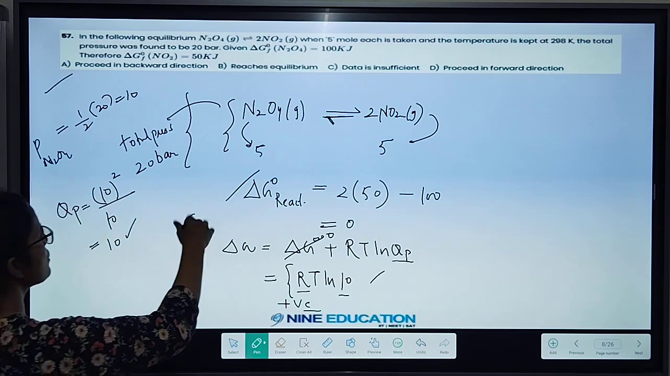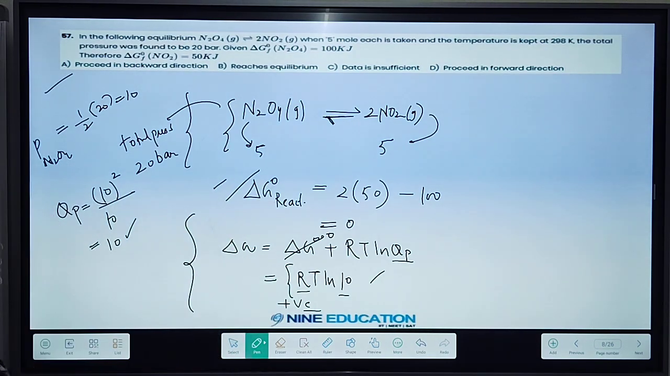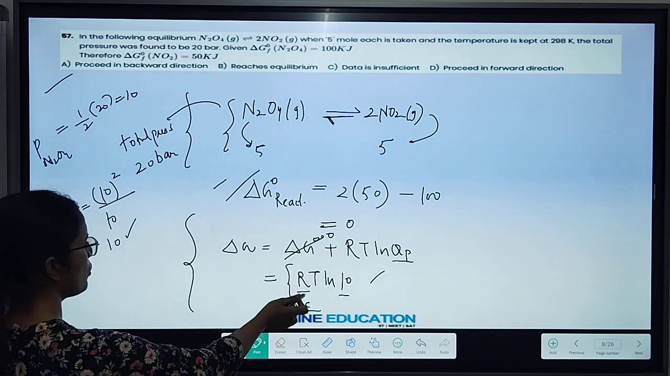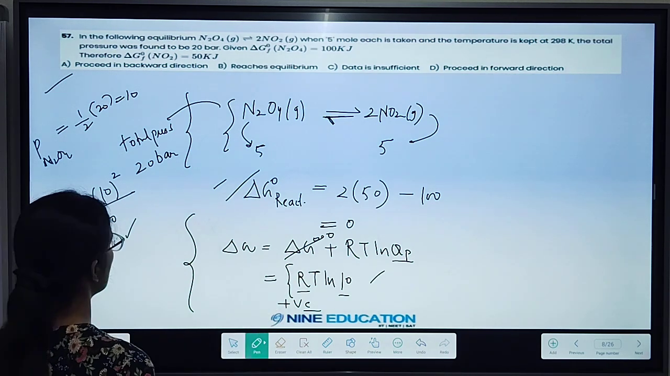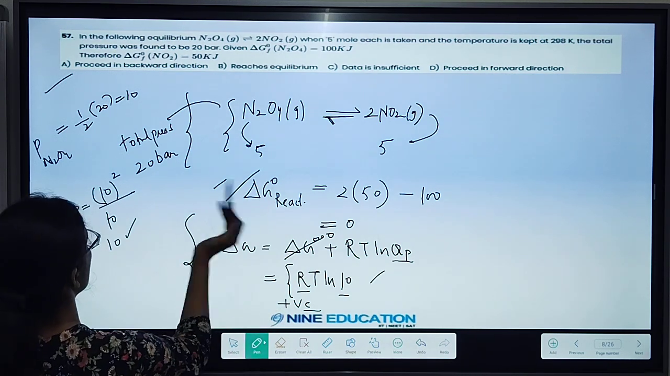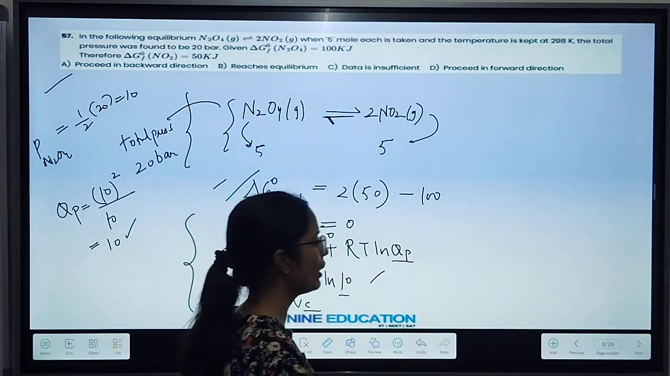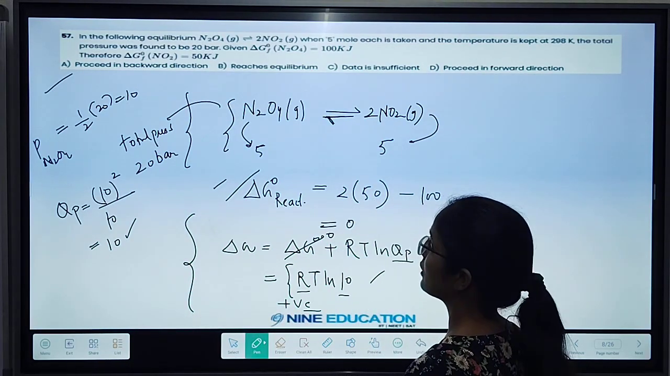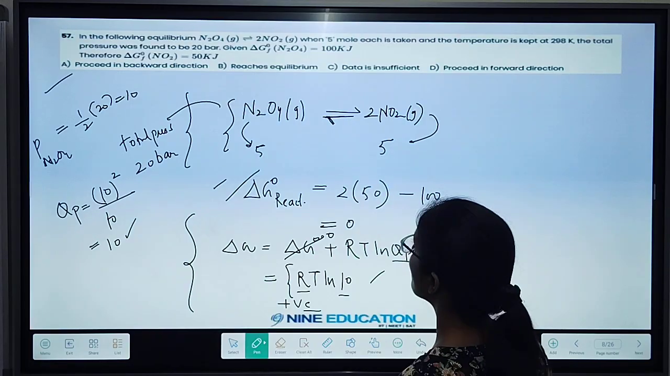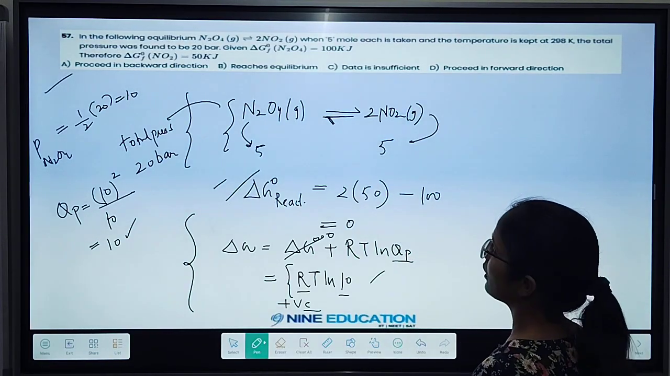So they are giving us two data for reactant and product, delta G naught, with which we can find out delta G naught of the reaction, and delta G naught is coming 0, so delta G is simply coming positive by taking RT ln QP, and if it is coming positive, the reaction should proceed in the backward direction. This is the determination of the reaction direction with the help of delta G data.